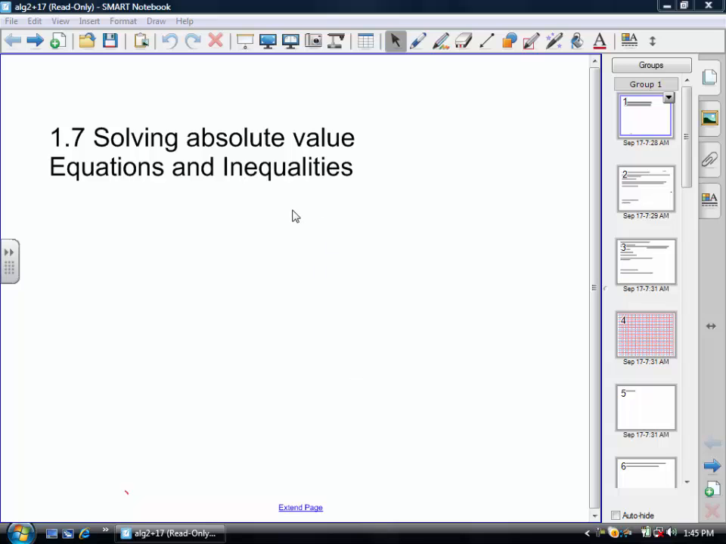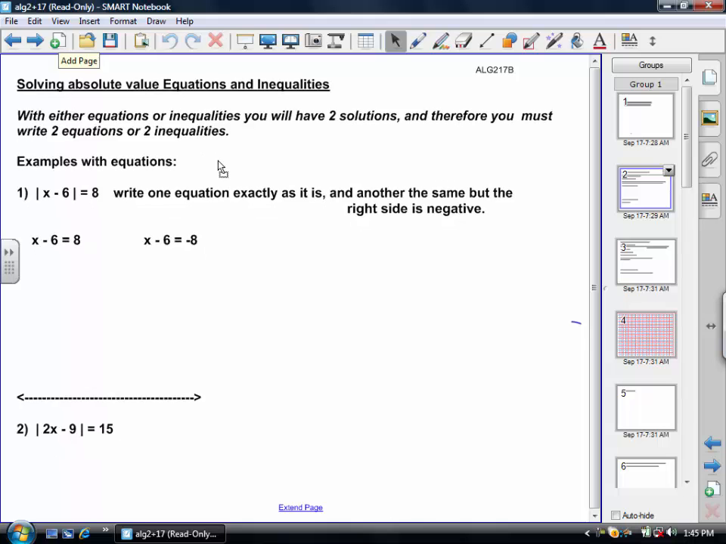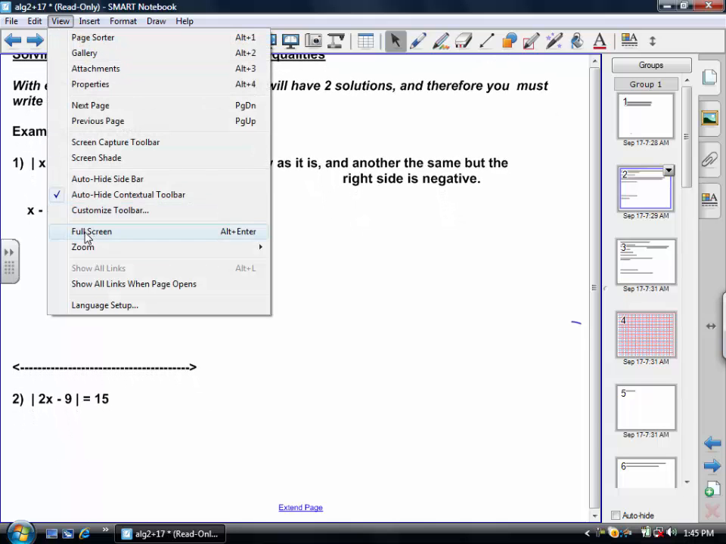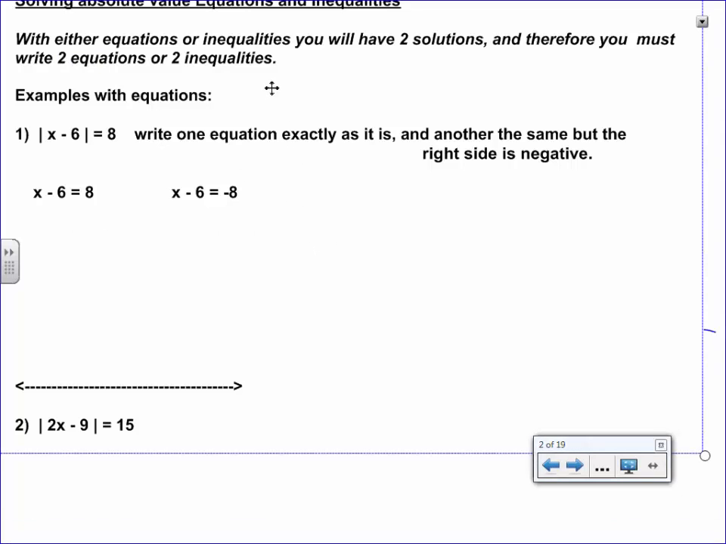Okay, we're going to look at solving absolute value equations and inequalities. Now, when you're solving either equations or inequalities, with either one, whichever you're doing, you're going to have two solutions. Therefore, you must write two equations or inequalities.